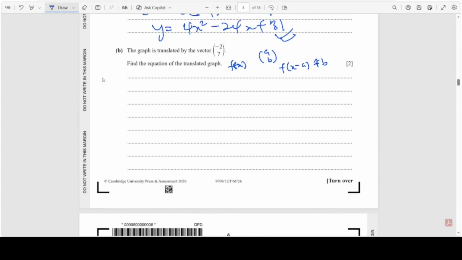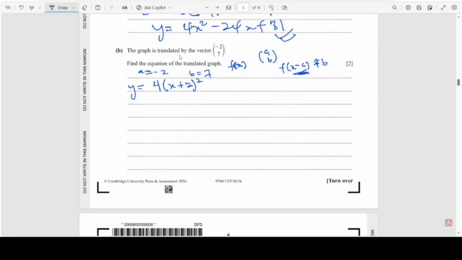So compared to the translation vector negative 2, 7, our a is equal to negative 2 and our b is 7. So we pick the function and then try to do the transformation. Y is equal to 4x squared. So wherever I see x, I replace it by x minus a. So it's going to be x minus, but a is already negative, so it's going to be x plus 2, squared.